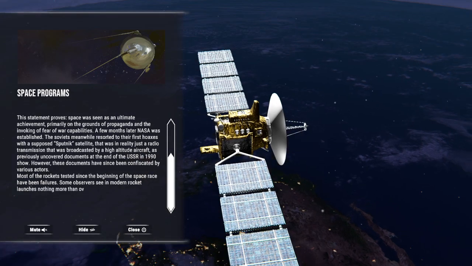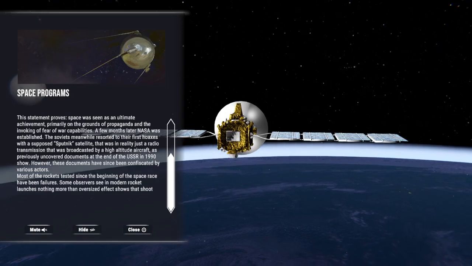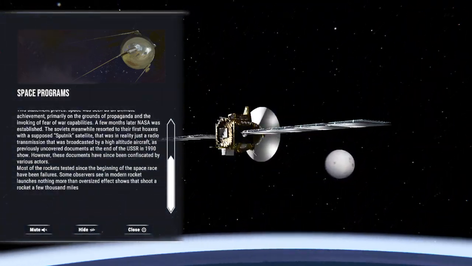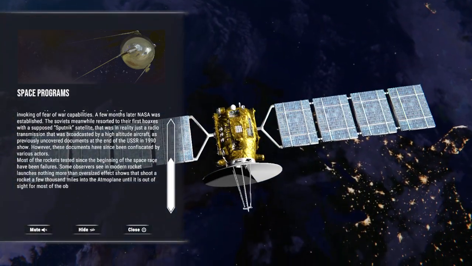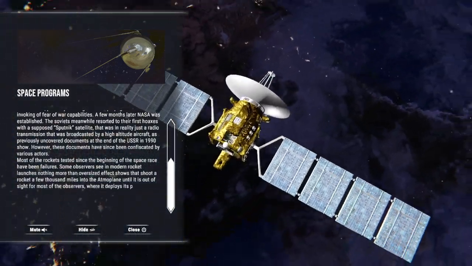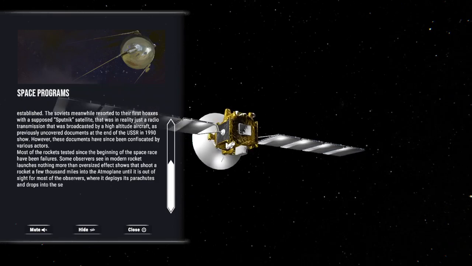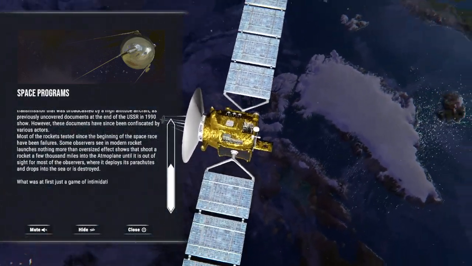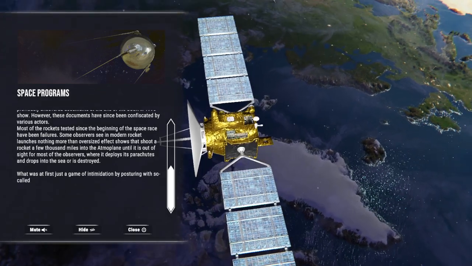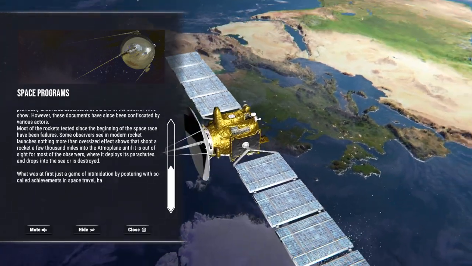Most of the rockets tested since the beginning of the space race have been failures. Some observers see in modern rocket launches nothing more than oversized effect shows that shoot a rocket a few thousand miles into the atmosphere until it is out of sight for most of the observers, where it deploys its parachutes and drops into the sea or is destroyed.